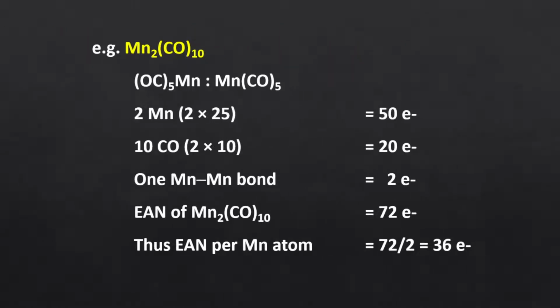In dimanganese decacarbonyl, the atomic number of manganese is 25, so 50 electrons come from the 2 manganese atoms. Also, each carbonyl ligand will donate 2 electrons, so 20 electrons from 10 ligands. 2 electrons count from the manganese-manganese bond. Consequently, the effective atomic number of this complex is 72, that is 36 electrons per manganese atom. Thus, this complex follows the effective atomic number rule and is stable.